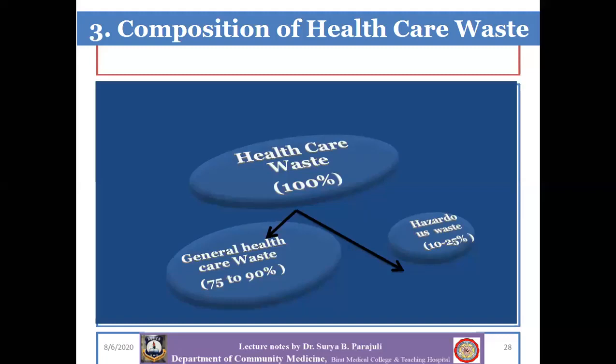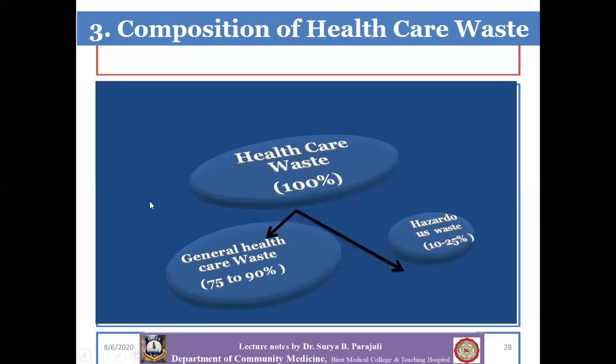But what is the problem? We are mixing those wastes and making the entire healthcare waste hazardous. If we segregate at the source, then we need to manage only 10 to 25% of the waste as hazardous waste. Just by segregation, we can reduce the volume of hazardous waste by 75 to 90%.